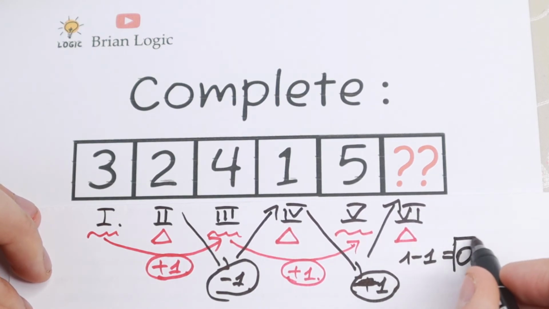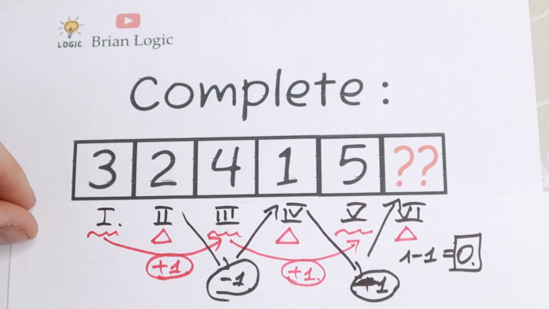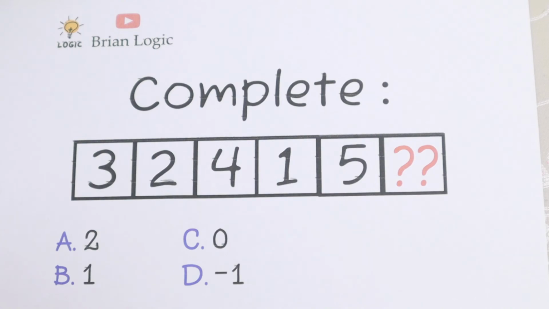So this is my approach to this. This is the pattern that I see in these numbers. So what about you? Write your question in the comments, write your suggestion in the comments. My option is option C, but what about you?